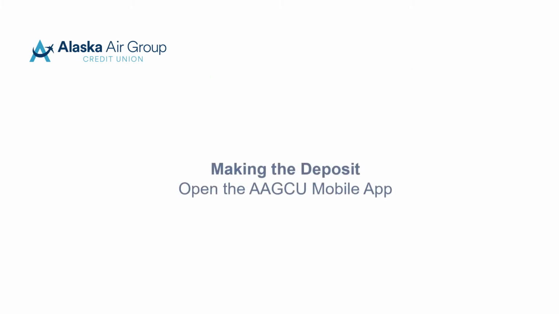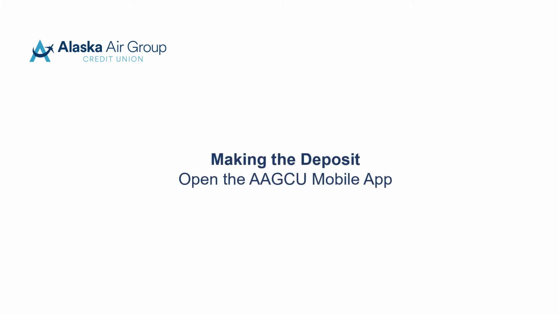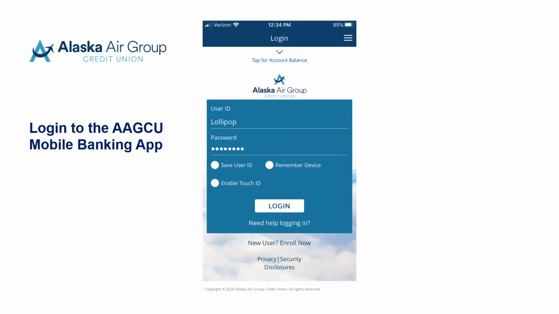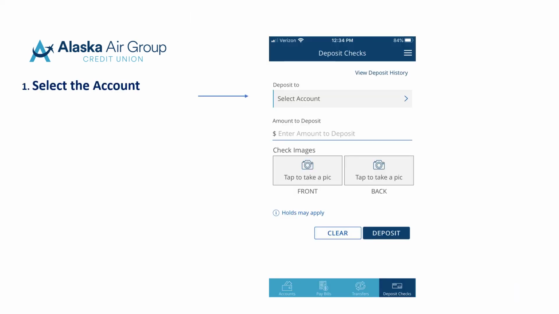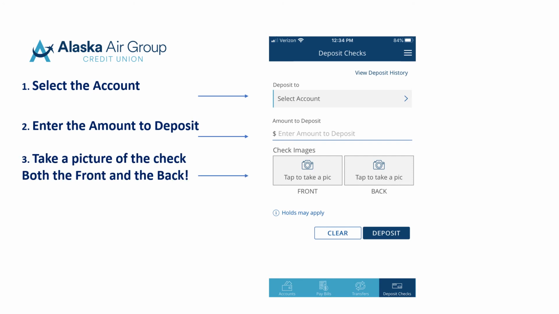Your next step is making the deposit. Open the AAGCU mobile app. Log in to the AAGCU mobile banking app. Select Deposit Check. Select the account where you want to deposit your check. Enter the amount to deposit, the amount that's on your check. Take a picture of the check, both the front and the back.